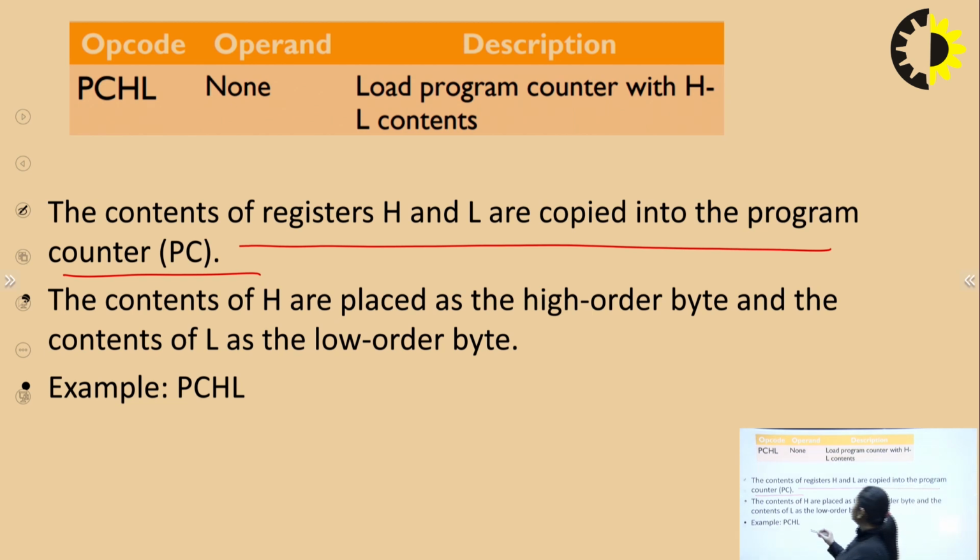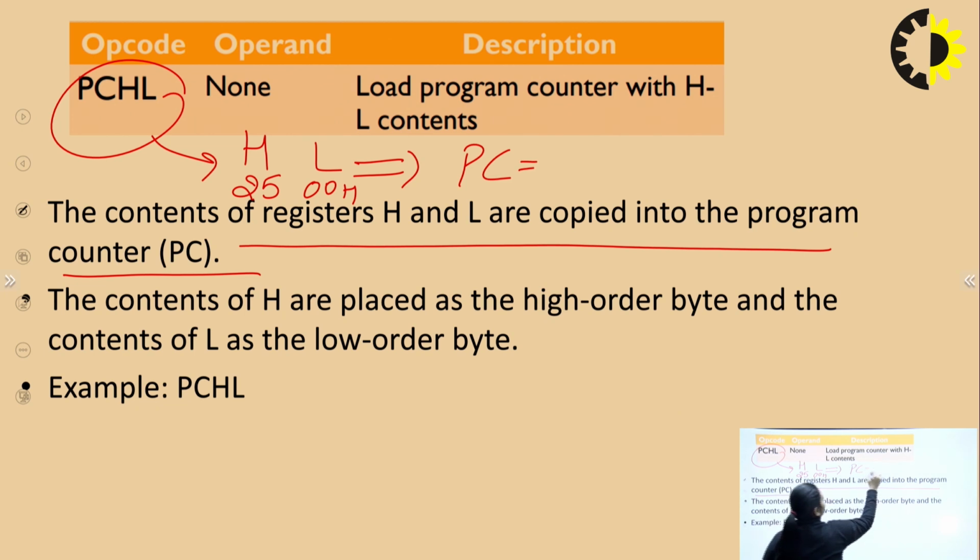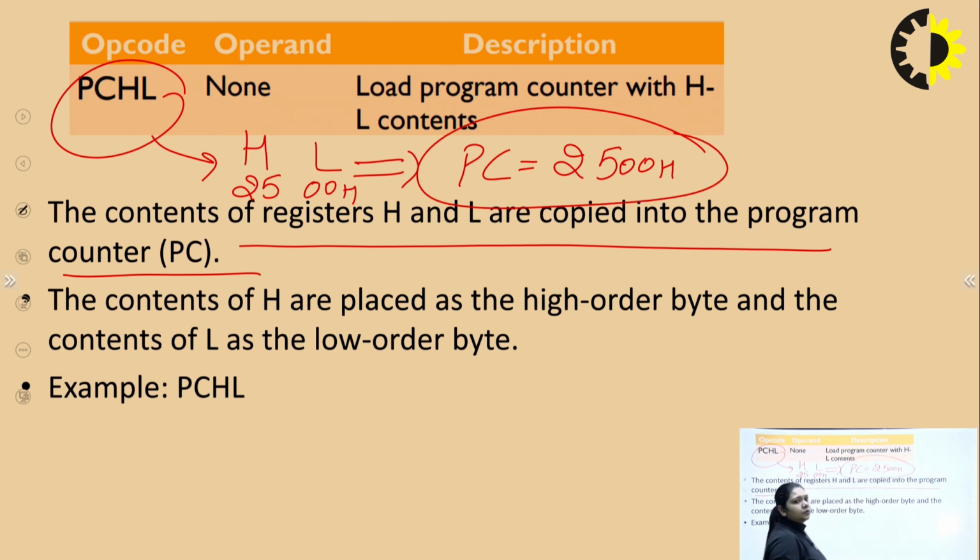Simple. Suppose HL was having value 2500H. After this PCHL, what will happen? Program counter register will have the value 2500H. And what does the program counter do? Program counter generally stores the address of the next instruction on which the microprocessor has to work. So generally the next instruction will be at 2500H if the contents of program counter are 2500H.